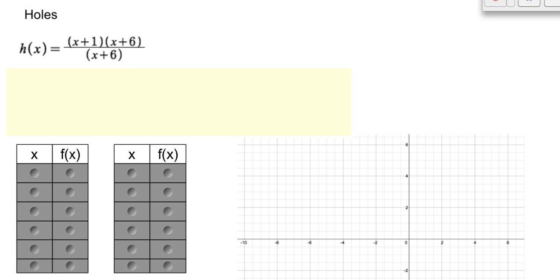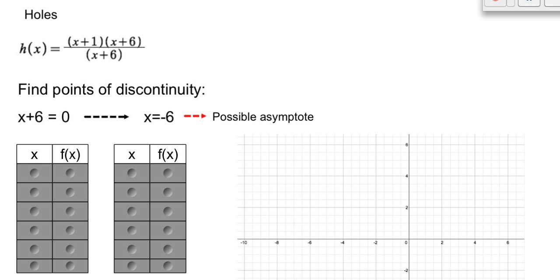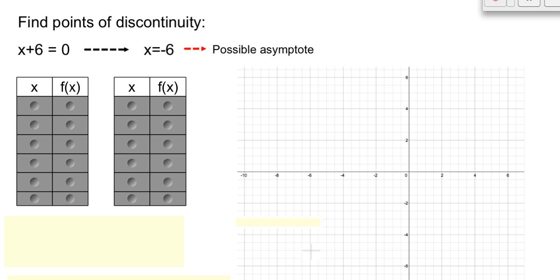All right, holes. So sometimes there's going to be, instead of an asymptote, a hole. So again, we start off finding the points of discontinuity. Here, it's a very similar function. We only have one point of discontinuity, x equals -6, because that'll get a 0 in the denominator. So that's a possible asymptote. In this case, it's not going to turn out to be an asymptote, and we'll see why in a second.